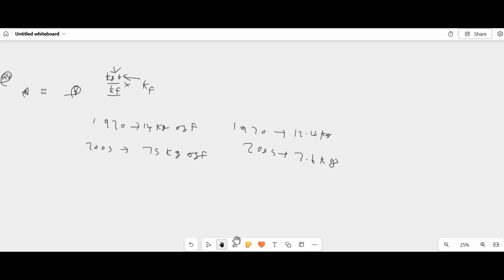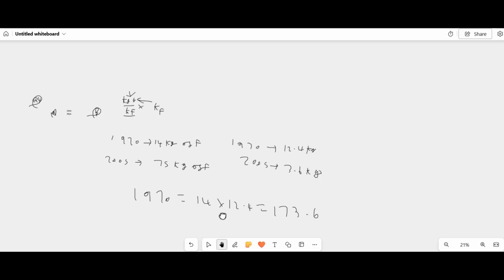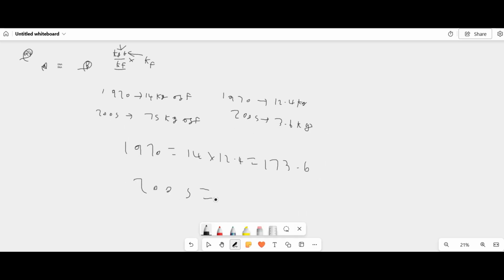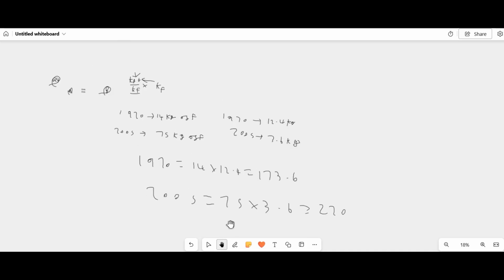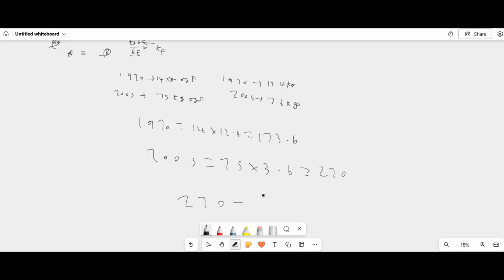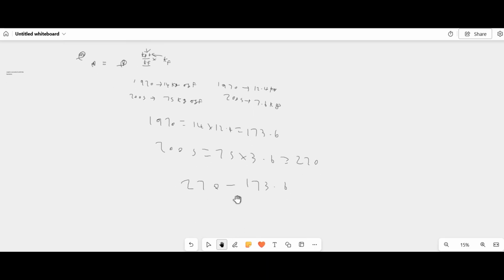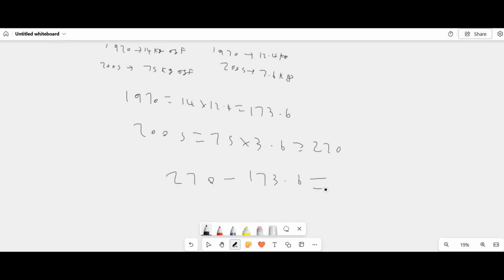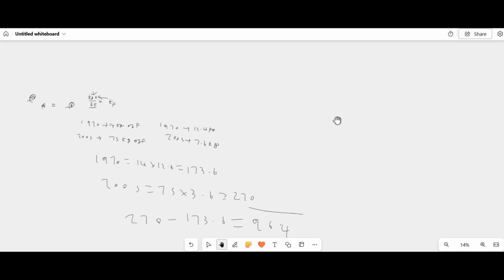So now find the amount for both of them. For 1970, do 14 times 12.4, you get 173.6. Then do the same for 2005: 75 times 3.6, you get 270. Now you've got the mass for both of them, so you need to subtract them. 270 minus 173. It says from 2005 in the question, which hints that the 2005 one is going to be bigger. So that's 96.4. That's the final answer. Alright, cool.